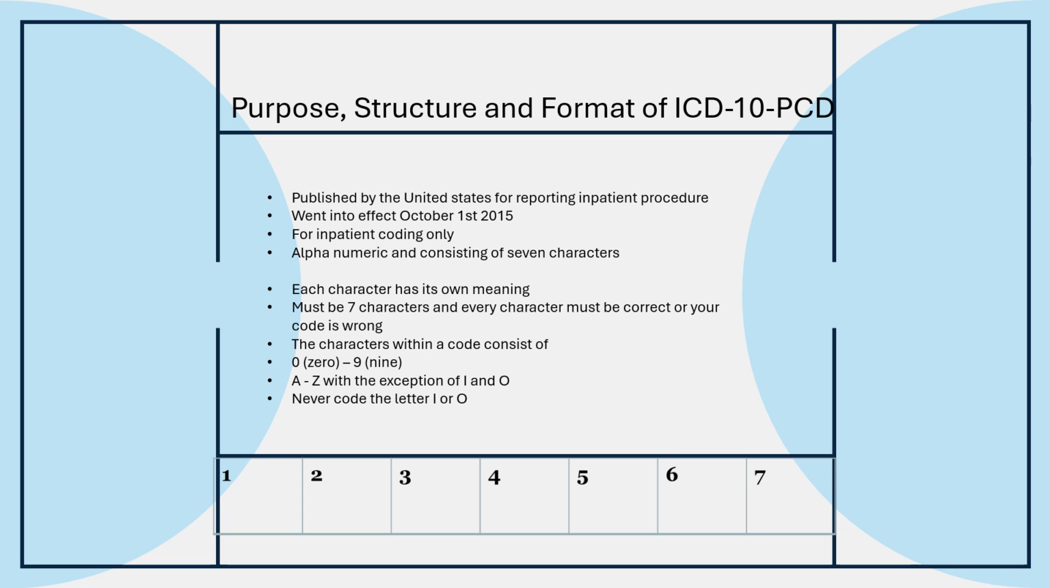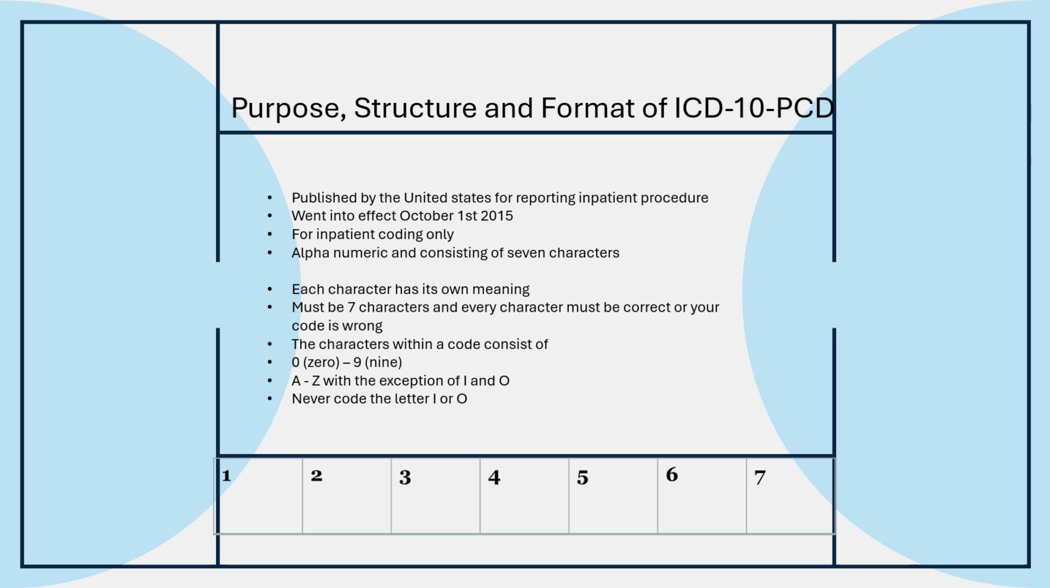Each character in the code provides specific information about the procedure, making the code highly descriptive. The structure is consistent and each character position, or axis of classification, has a specific meaning. This uniform structure helps in maintaining precision and clarity in documenting medical procedures. Each of these characters plays a crucial role in identifying and detailing the procedure being performed.